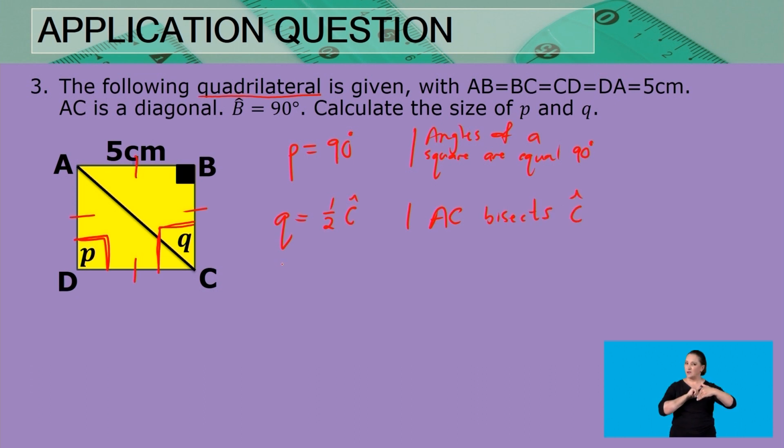So that means that the angle at Q is equal to 45 degrees. Now why is it 45 degrees? Because angle C is 90 degrees, and when we bisect angle C, we get Q, which is 45 degrees.